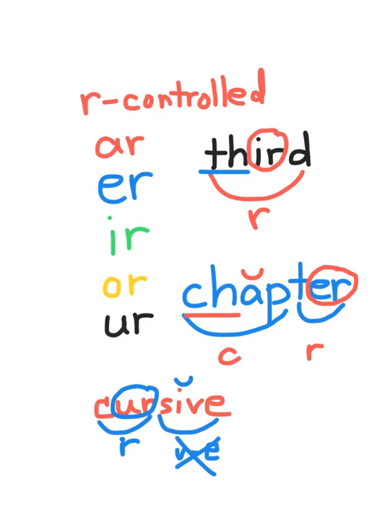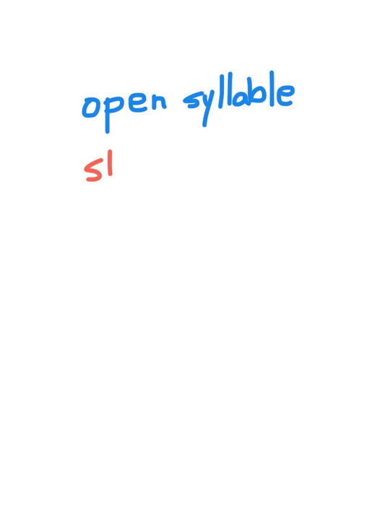Okay, let's move on to another type, which is called an open syllable. Remember that an open syllable has a long vowel sound at the end of the syllable. Some examples would be in the word she and in the word shy. Sometimes Y sounds like a vowel at the end of a syllable, a long vowel.